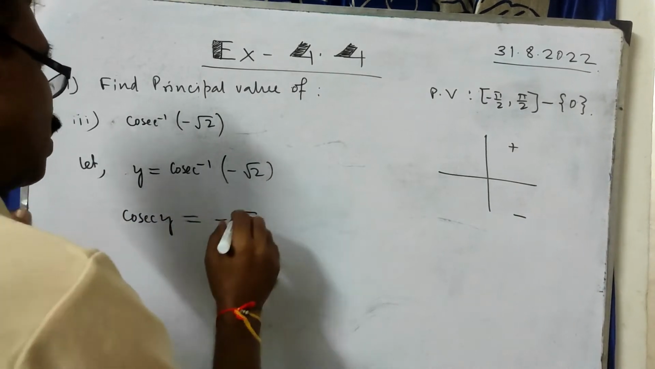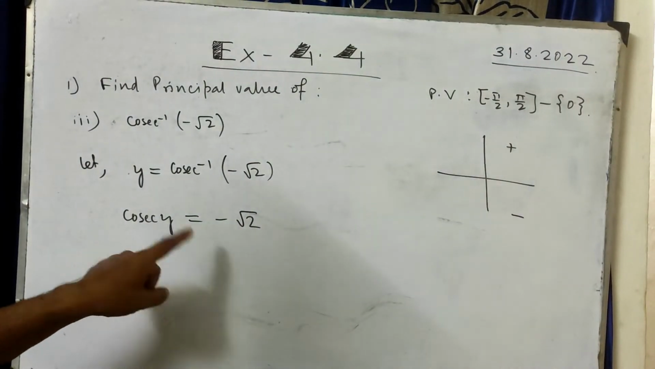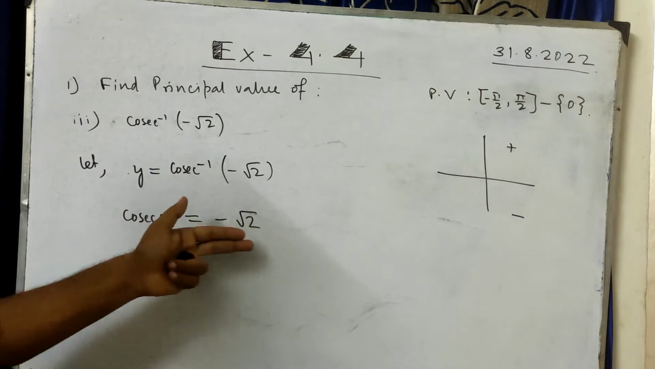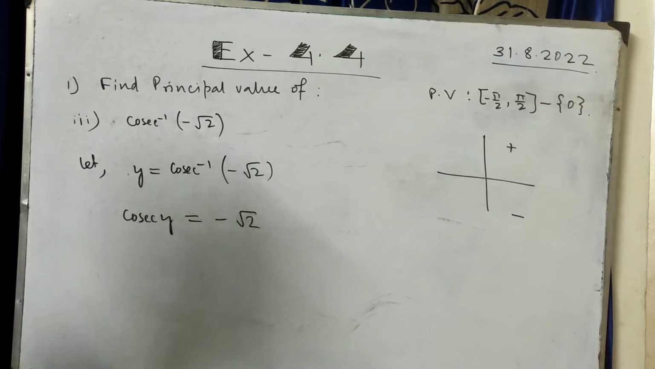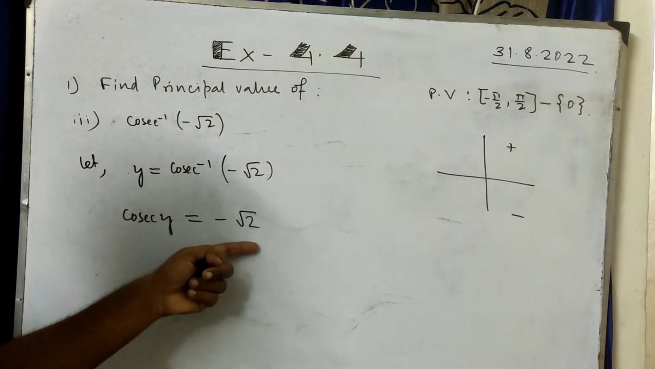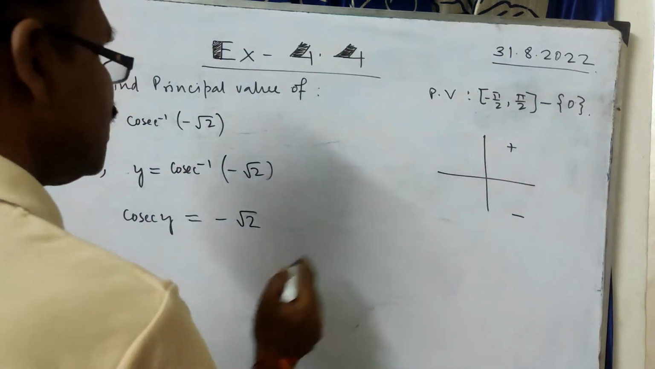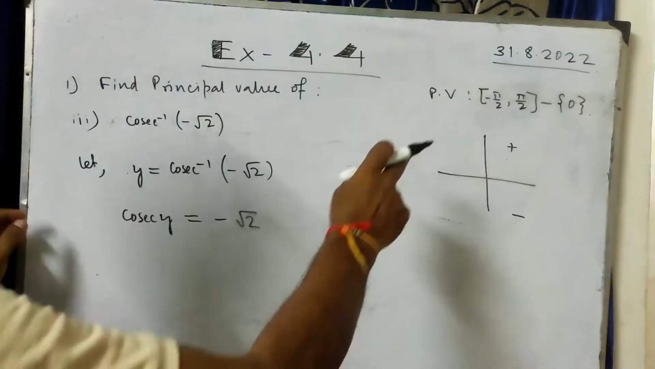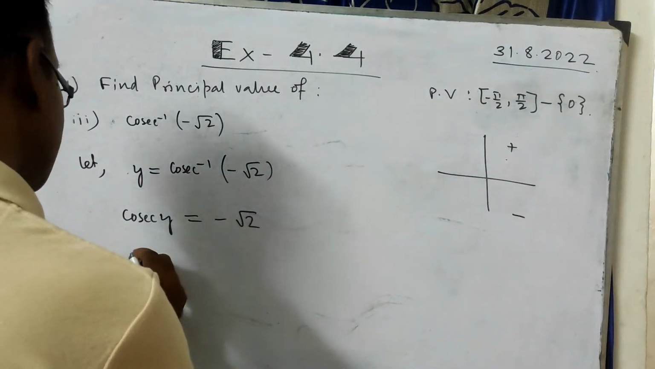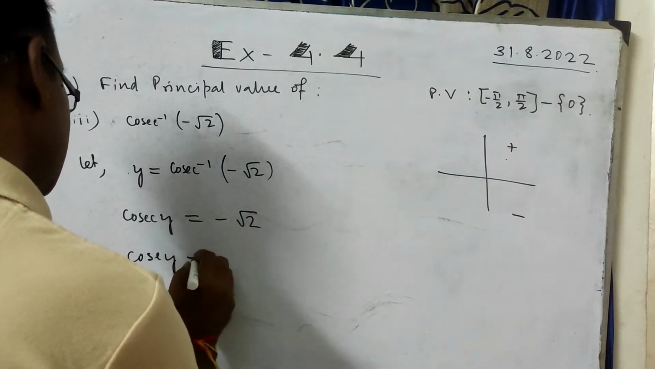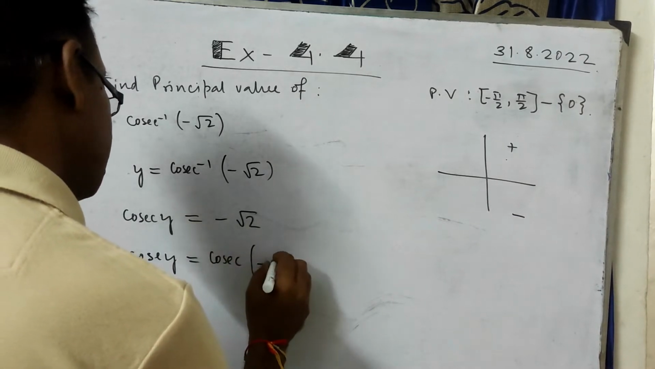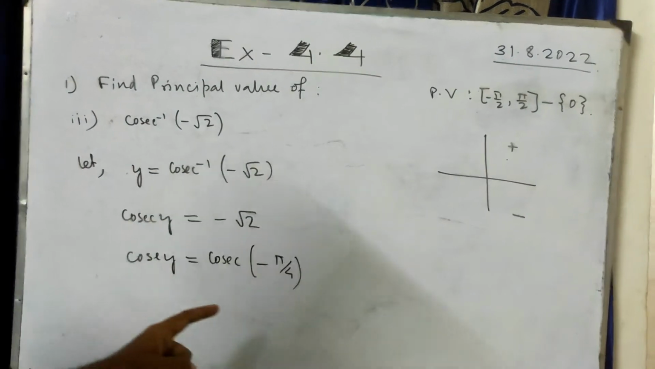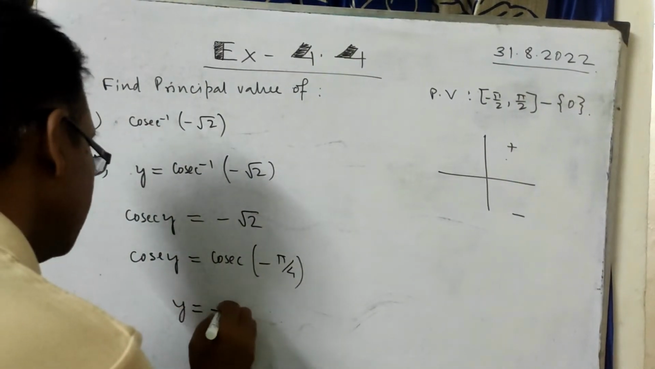For sine, what value is it? 1 by root 2, because cosecant means sine will be 1 by root 2. So we have to find the angle of sine for which the value is 1 by root 2, isn't it? So what is that value? 1 by root 2, 45 degrees. Sine 45 is 1 by root 2. This is 45 degrees, but it should be in the fourth quadrant, isn't it? 45 degrees means first quadrant, so minus of 45. Are you getting me? So cosecant y is equal to cosecant of minus pi by 4. So y is equal to what? Minus pi by 4.